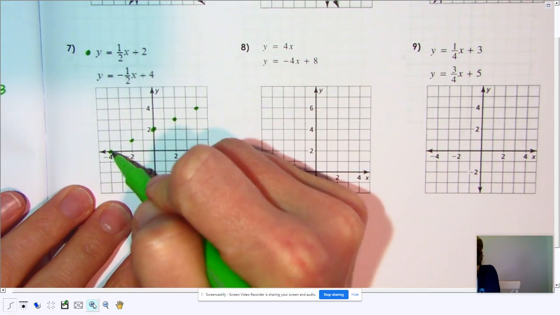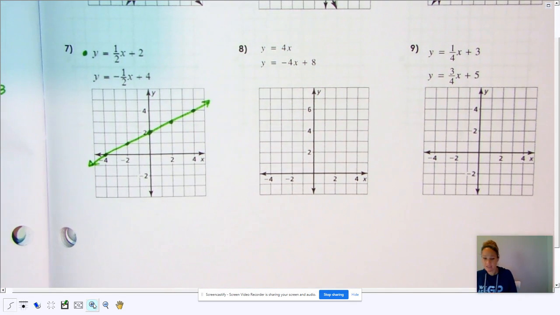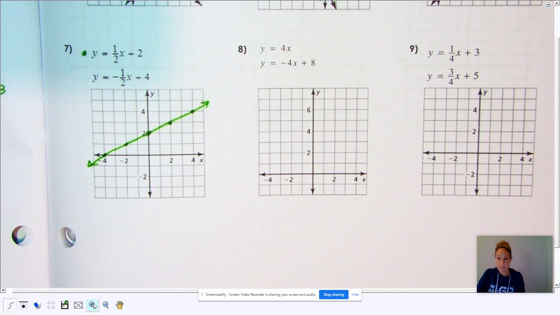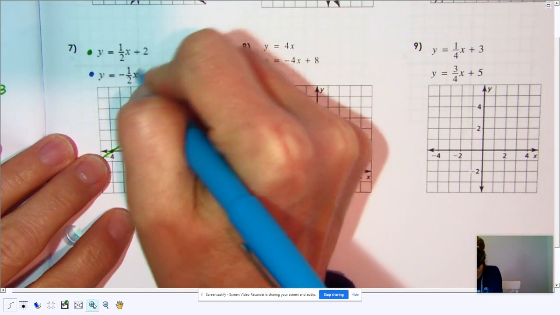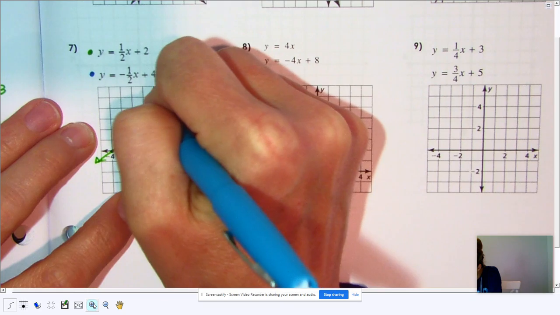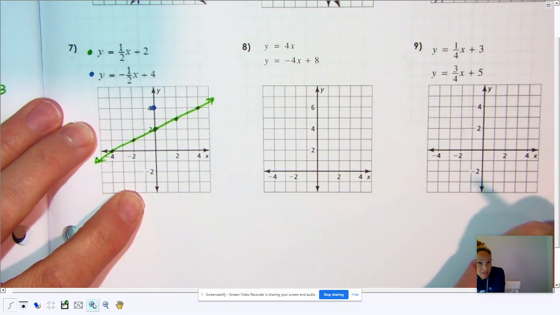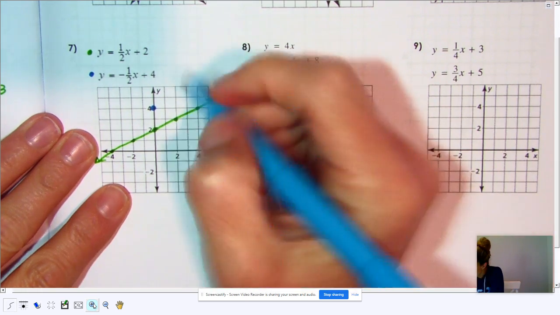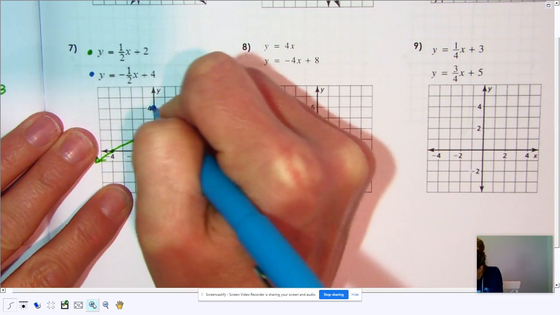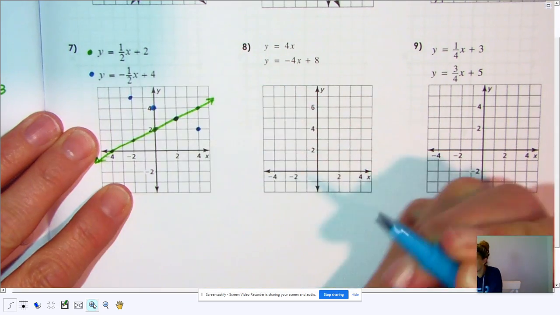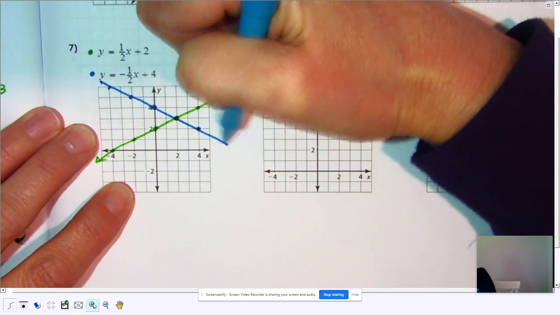So we're going to go ahead and connect the dots. Okay, so that's our first line. And then we're going to do the second line. I'm going to do that one in blue. Again, this is where we begin, at +4. And then we're going to go down by 1 over 2, because remember when there's a negative there, that means that we're going to go down. So down 1, over 2. And I can go up 1 backwards 2 if I want to do the opposite to get some more points there. And then I'm going to connect the dots.